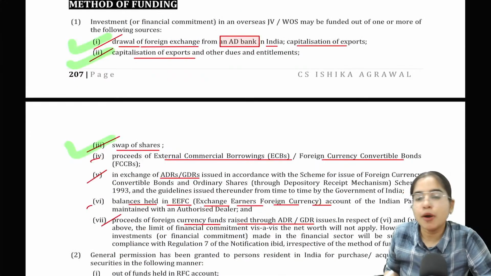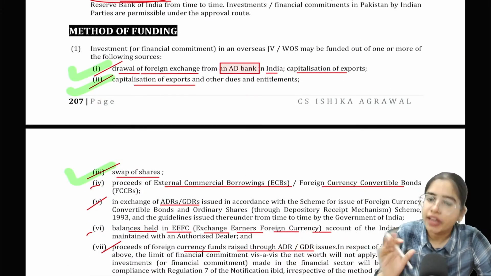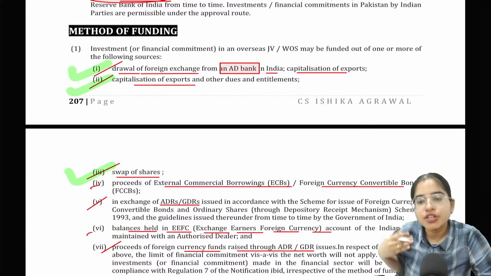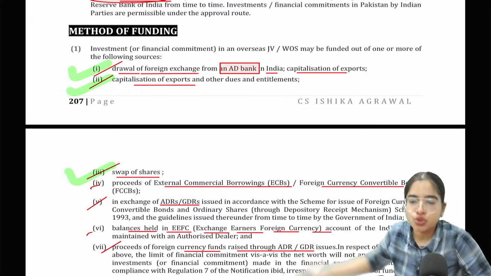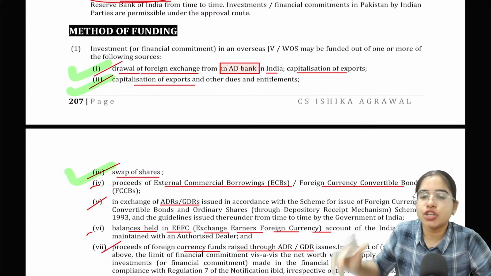Next is swap of shares. Swap of shares means I don't need to actually invest US dollars. What I will do is ask the joint venture outside India: you give your shares to me, and I will give my shares to you. This is swap of shares. Swap means exchange of shares.